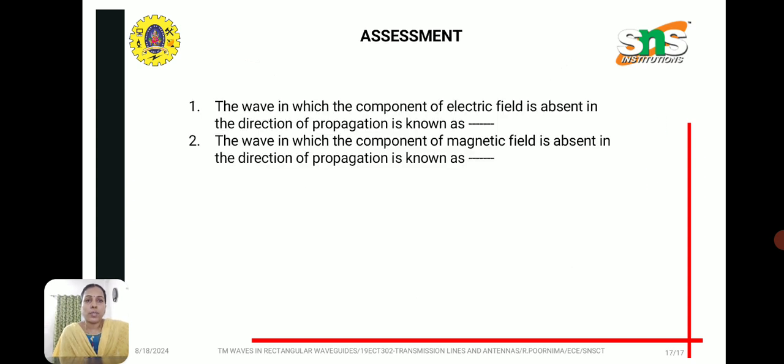These are the assessment questions. The wave in which the component of electric field is absent in the direction of wave propagation is known as transverse electric, and the wave in which the component of magnetic field is absent in the direction of propagation is known as transverse magnetic.